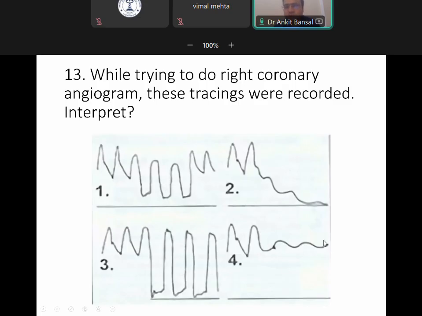So if your pressures are looking like this, first you remove all the contrast and then you look at your pressures. Here nothing abnormal has occurred. It is just dampening because of the contrast.